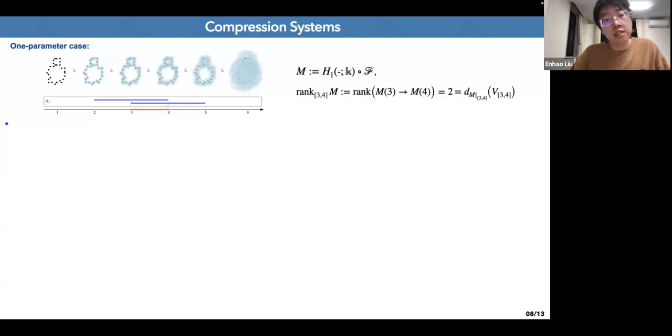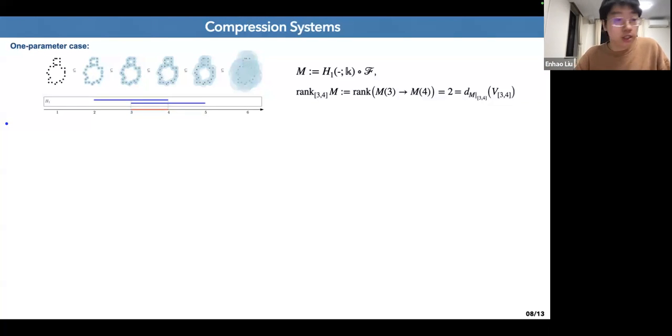How can we see that? If you restrict your persistent module M or persistent homology M over 3-4, and you decompose this restriction, say M restricted on 3-4, you decompose it inside 3-4, inside this smaller poset, and the multiplicity tells you the rank. Okay, so this is a well-known fact. So this gives us a hint. So we can generalize the rank invariant by using the compression multiplicity.